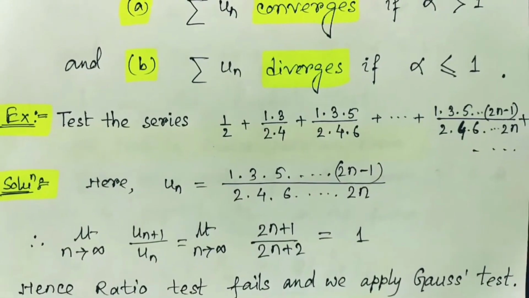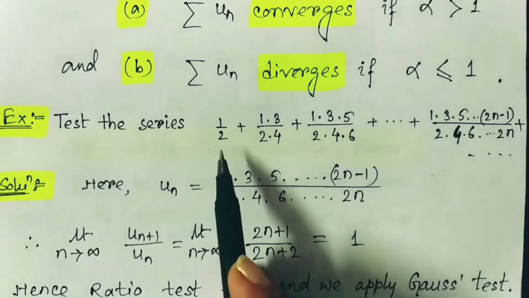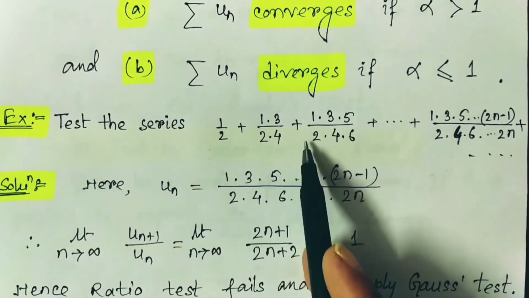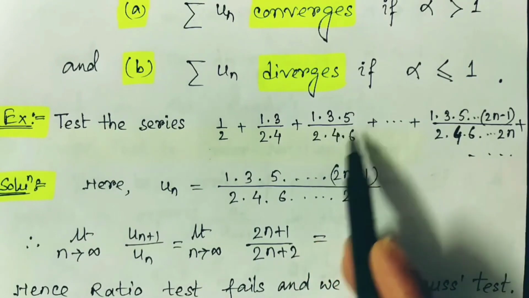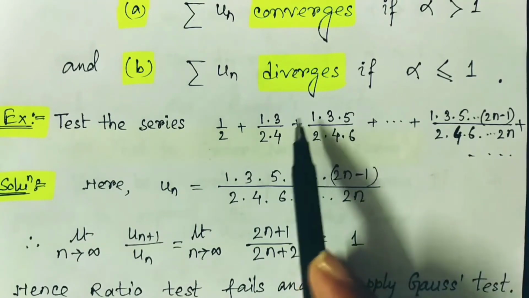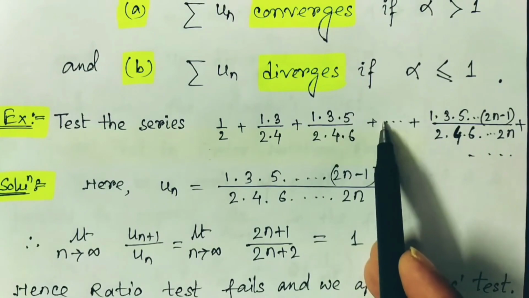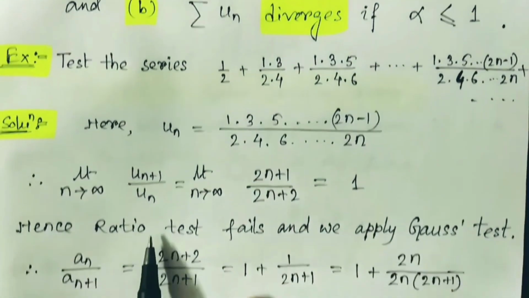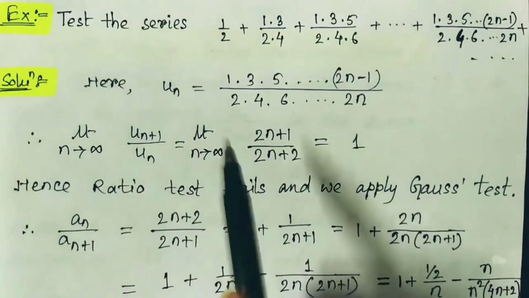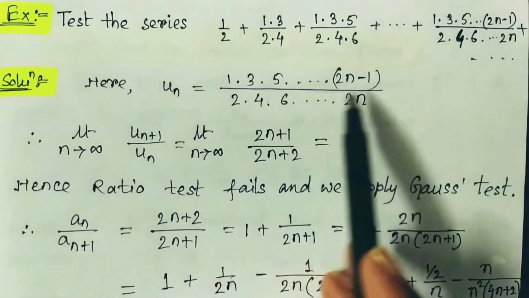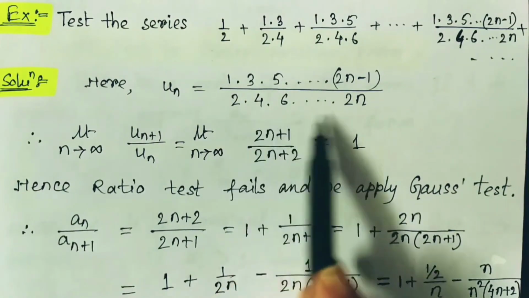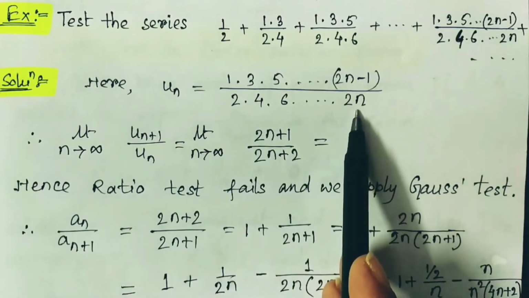So first of all, the given series is 1 upon 2 plus 1 into 3 by 2 into 4 plus 1 into 3 into 5 by 2 into 4 into 6. That means all the odd terms in the numerator and the even terms in the denominator. So here un accordingly we should set: un is 1 into 3 into 5 up to 2n minus 1, and 2 into 4 into 6 up to 2n in the denominator.